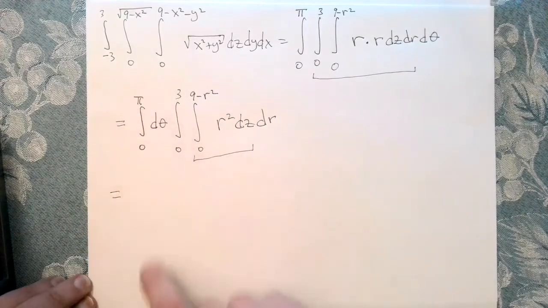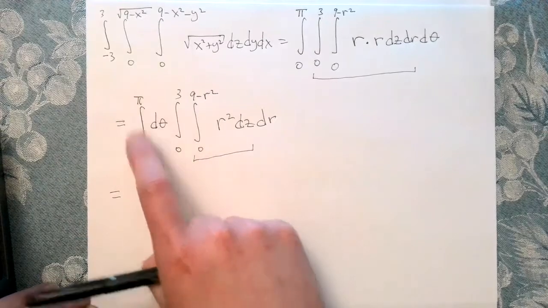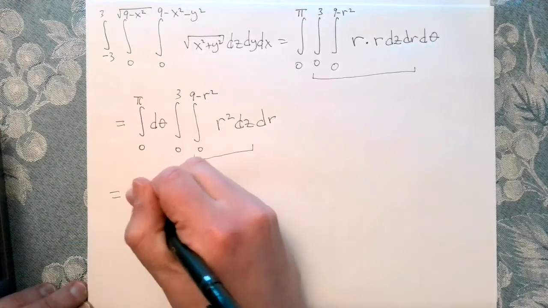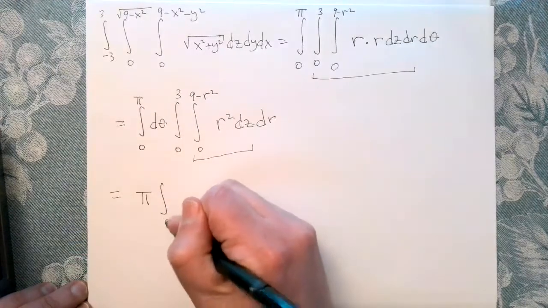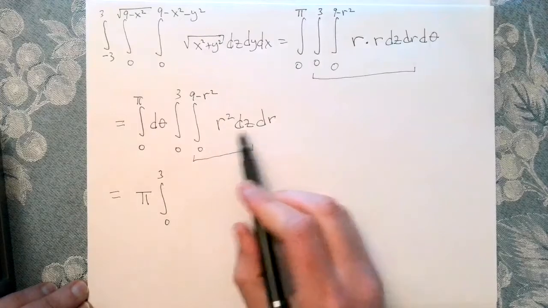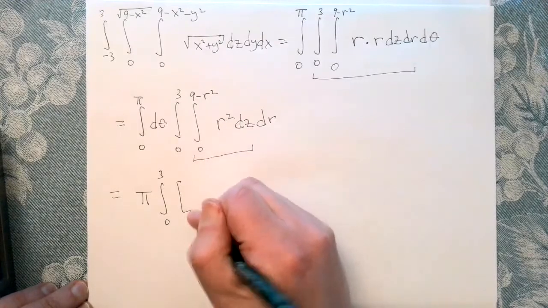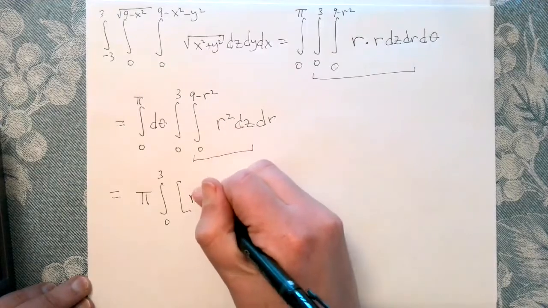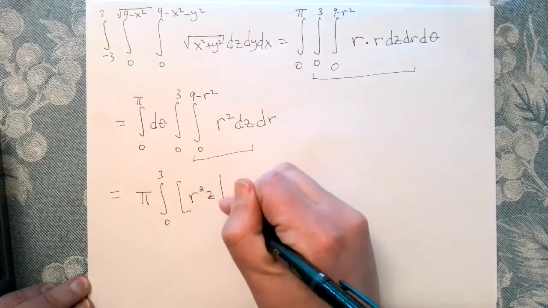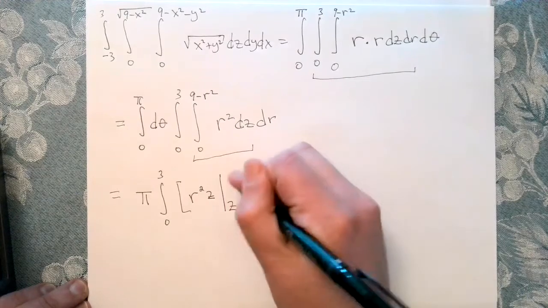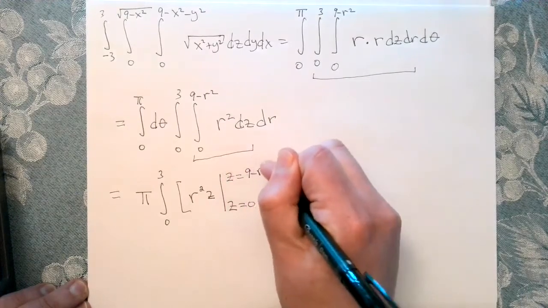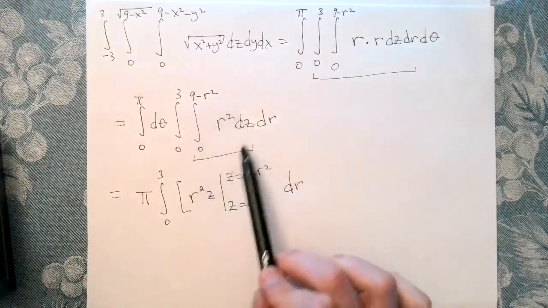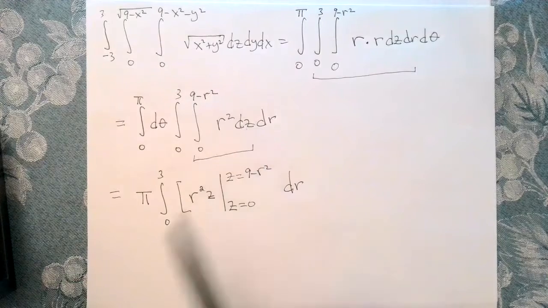This we know is just pi, right? From Calc 1, we know the integral from a to b of 1 d theta is b minus a. So that's just pi. Okay, so we've got the integral from 0 to 3. Now for our z integral, the antiderivative of r squared, well, that's a constant, so that's going to be r squared times z, evaluated from z equals 0 to z equals 9 minus r squared, and then dr. I just integrated the inside with respect to z.